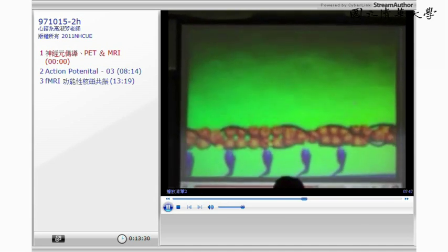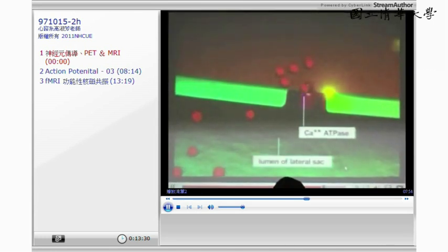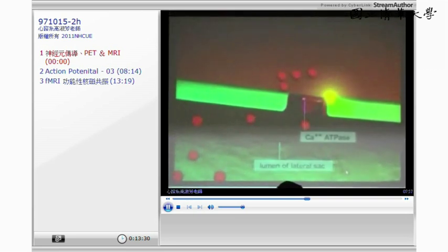To end the contraction, calcium must be actively transferred by the calcium pump, calcium ATPase, back into the lumen of the lateral sacs. This pump utilizes ATP as a source of energy. This process reduces the concentration of calcium in the vicinity of the myofibrils, such that calcium dissociates from troponin. Tropomyosin again covers myosin binding sites on actin, and the muscle relaxes.